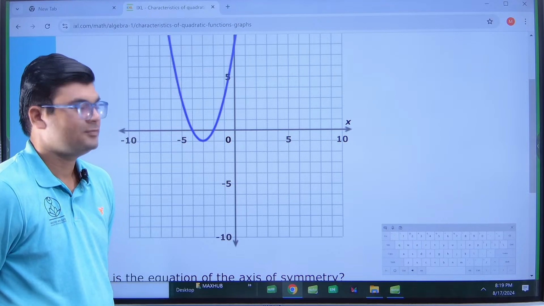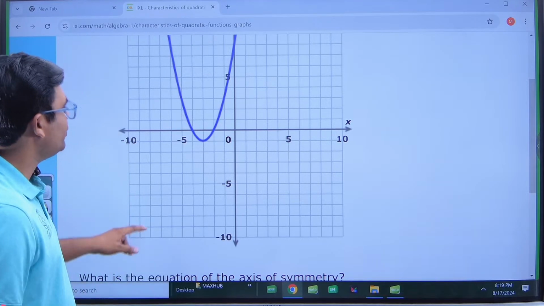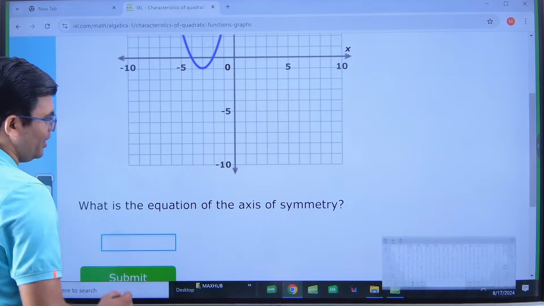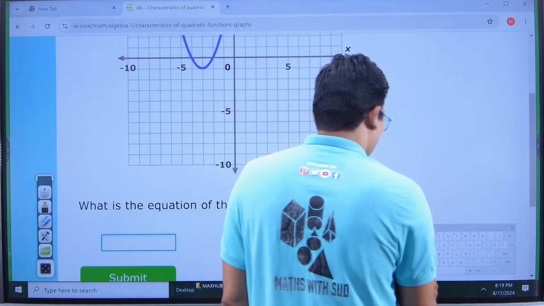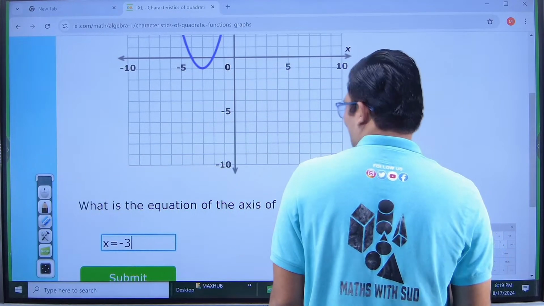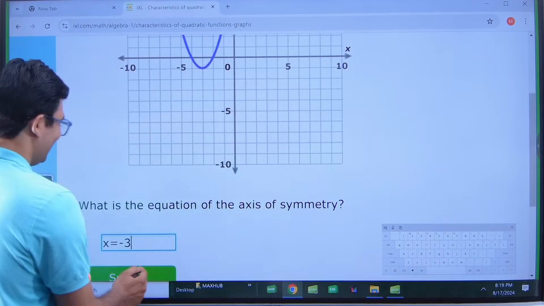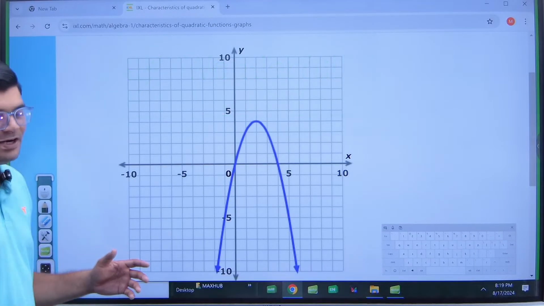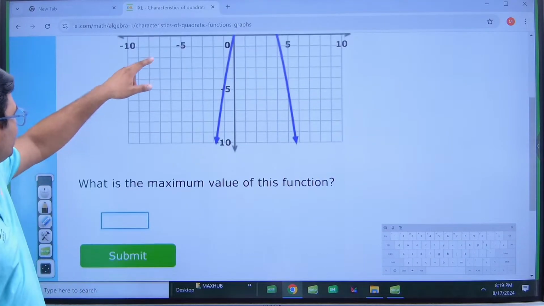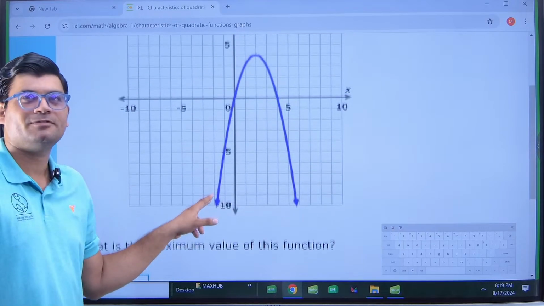Minus 3. Wonderful. So the equation: x is equal to minus 3. Wow, really amazed. Wonderful. I didn't expect that, and so fast. Wonderful. x is equal to minus 3. Now tell me, for this, the question is: what is the maximum value of this function?